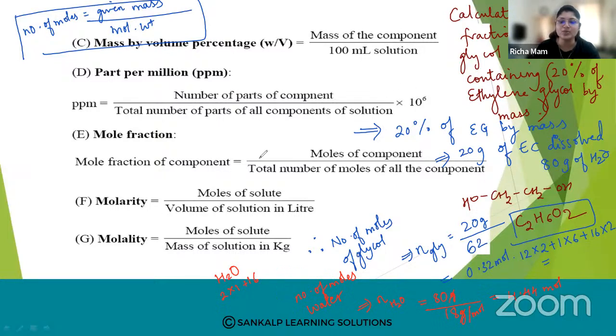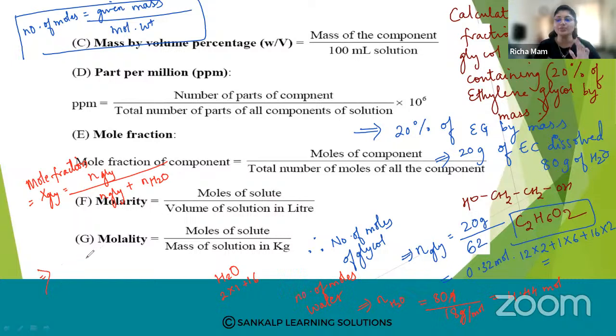So the next step is what? Now we have to find the mole fraction. So now we have found individually the number of moles. Next step is to find out the mole fraction. So how do we calculate mole fraction now? Mole fraction of ethylene glycol is the number of moles of ethylene glycol divided by the number of moles of ethylene glycol plus water. So this is the formula, as you all know.